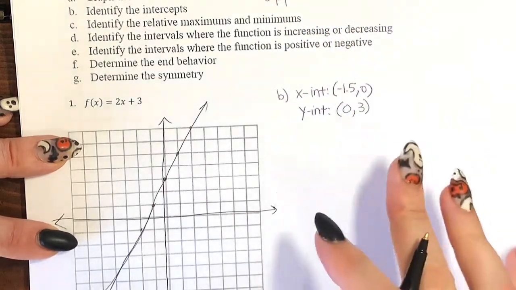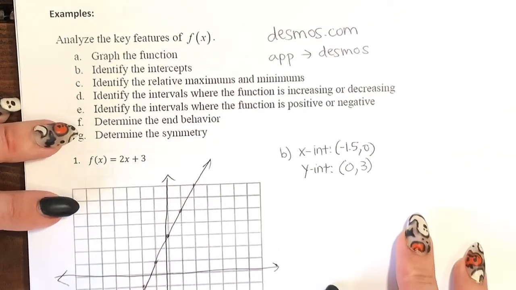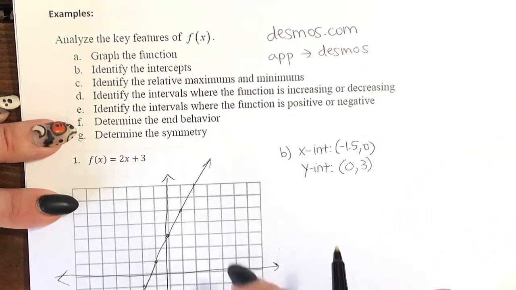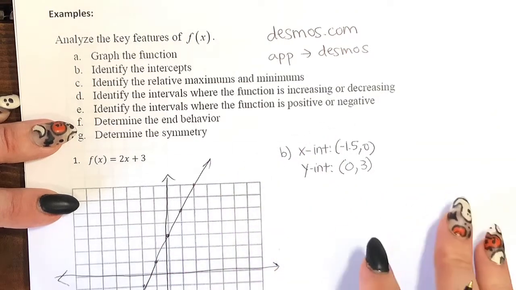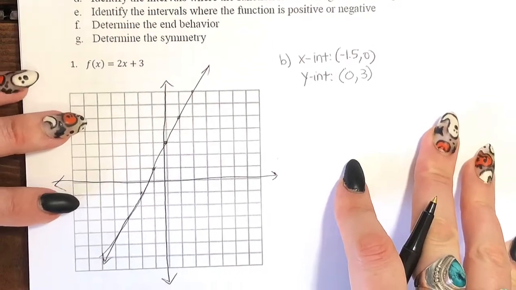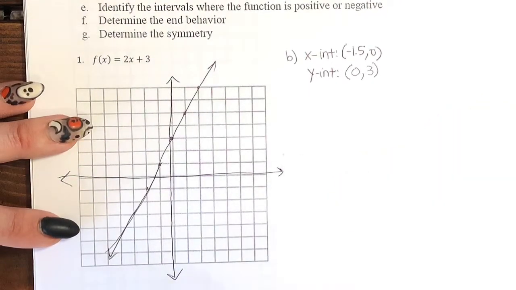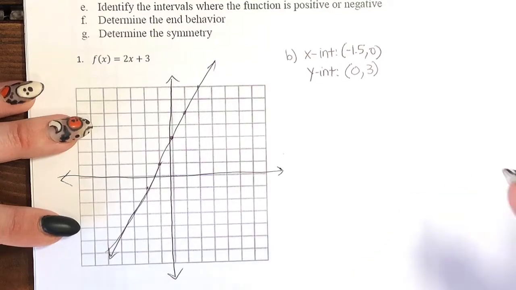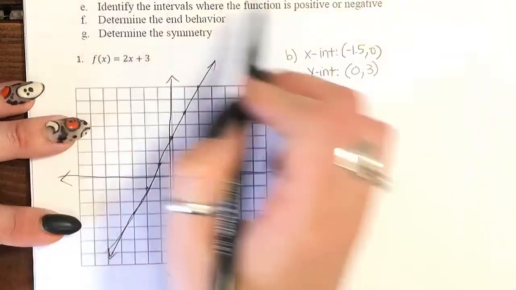And actually, they almost work a little bit nicer, because on Desmos, if you have it on your phone, you can literally just tap on the intercept with your finger, and it just gives it to you. So sometimes it's a little bit easier. But just know on tests and things like that, usually you're not allowed to use your phones, so keep that in mind. Okay, so we have our X and Y intercepts.